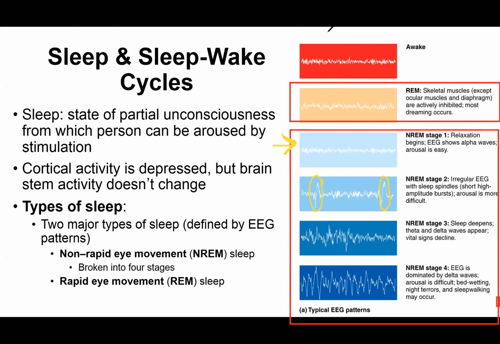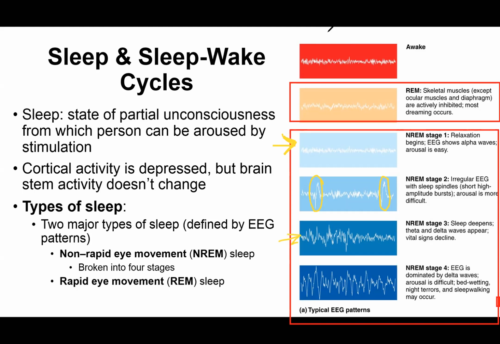In NREM stage 3, this is when you start to become a lot more in a deep sleep. This is when we're going to start seeing these theta and delta waves up here. We're also going to see the vital signs start to decline. So things like respiratory rate are going to slow down, heart rate is going to slow down, blood pressure is going to drop a little bit. These are all things that we'll see in stage 3.